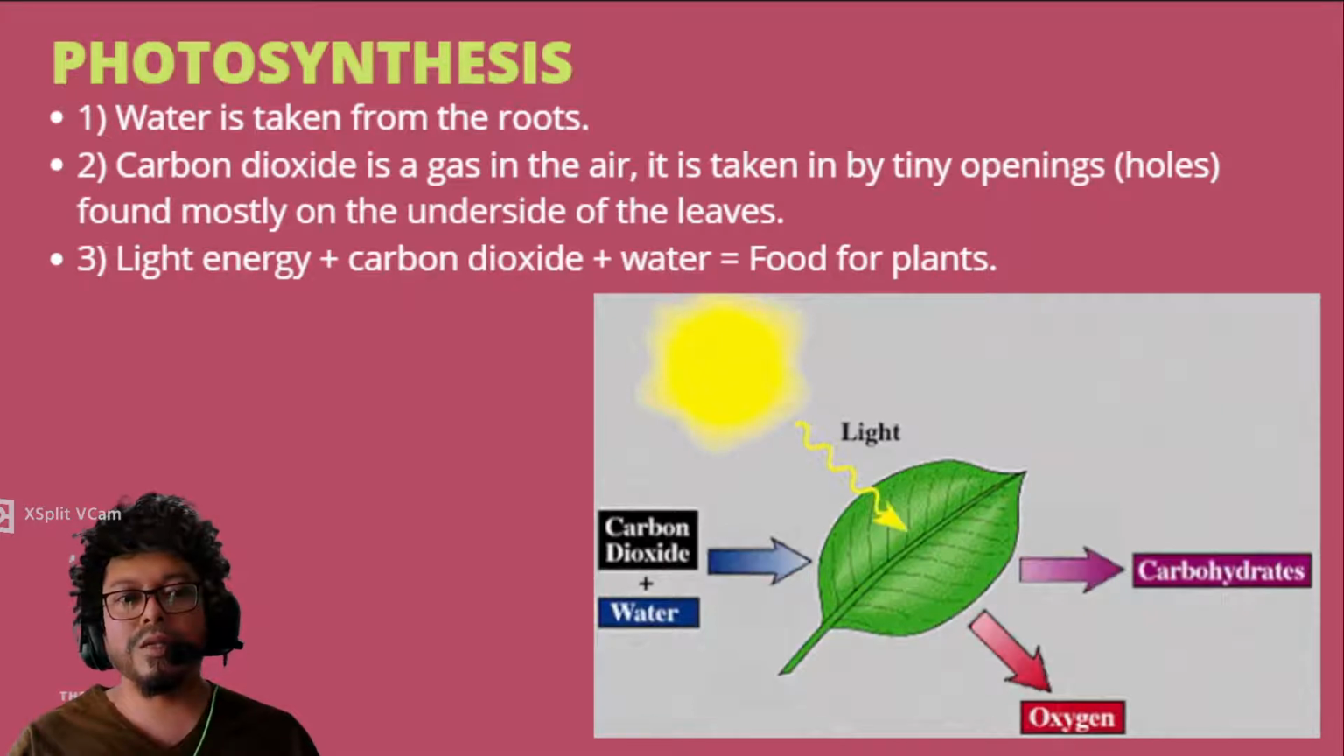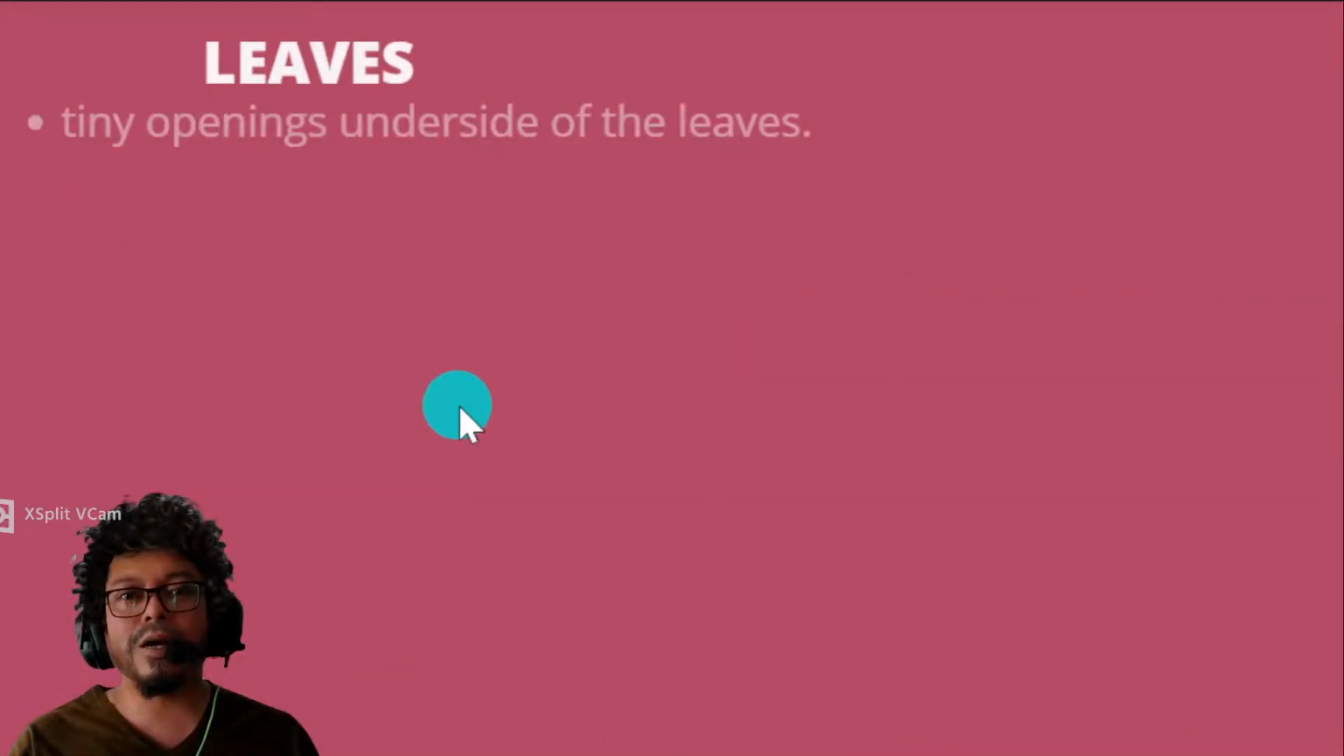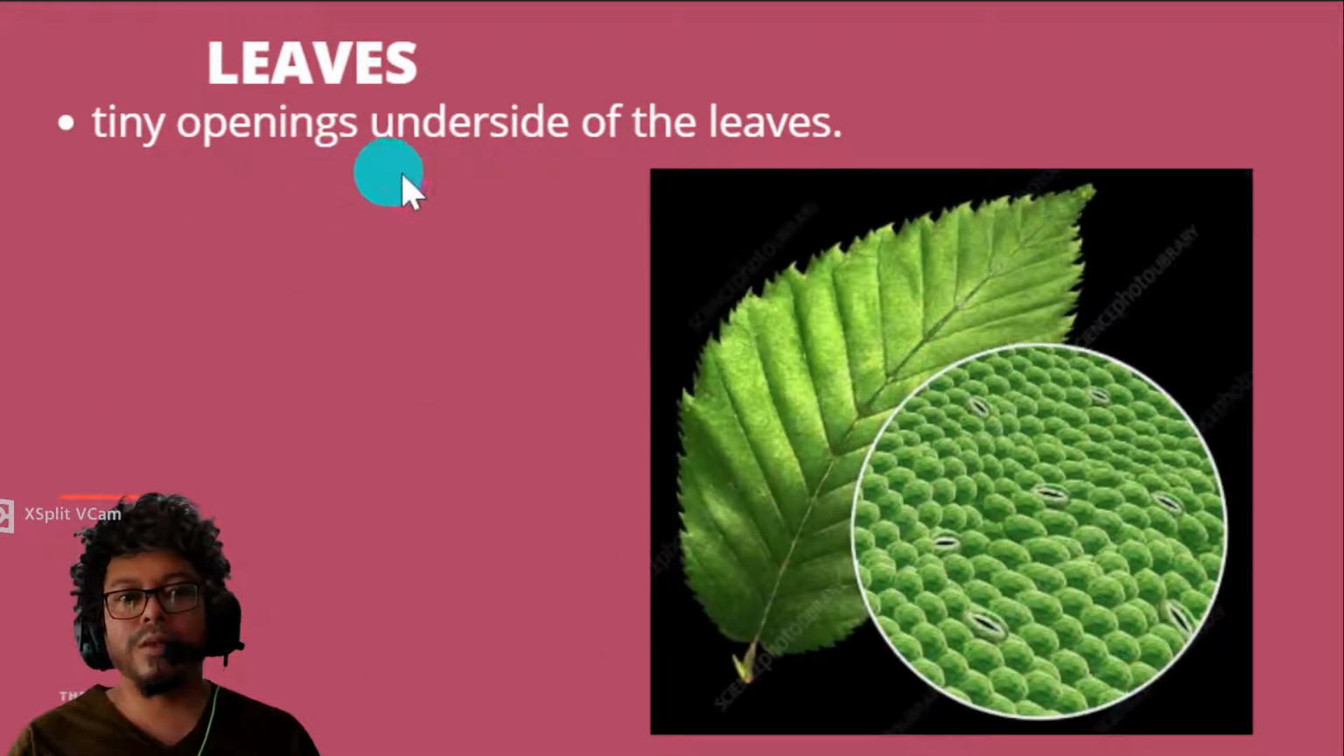Now let's see the tiny holes that I mentioned. Tiny openings underside of the leaf. This one. Under the leaves, using a microscope, you can see small holes like this one. My electronic microscope is in school. So maybe one day we can use it and take a look at these holes.